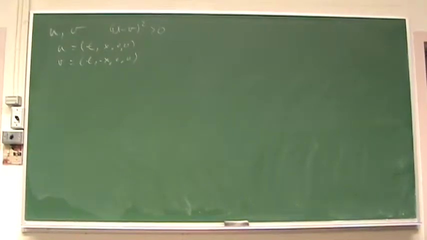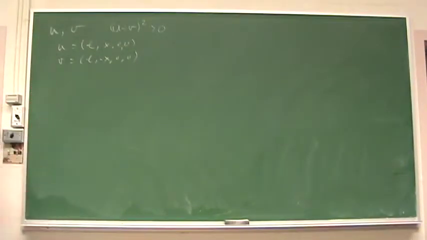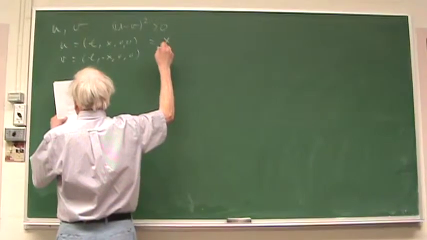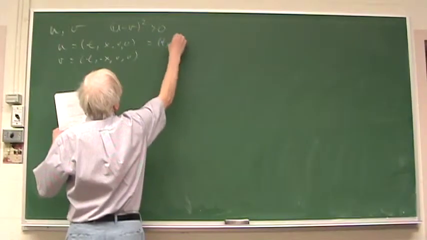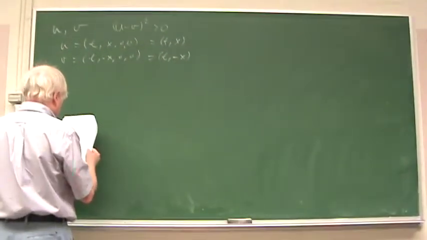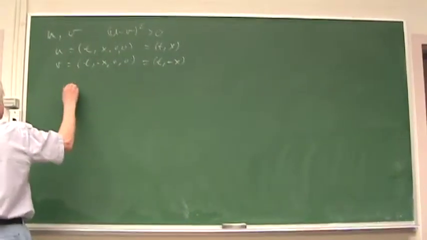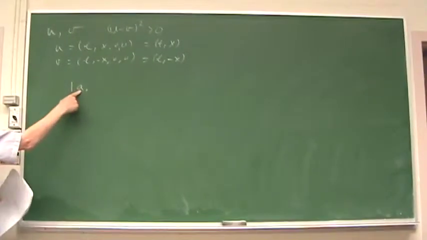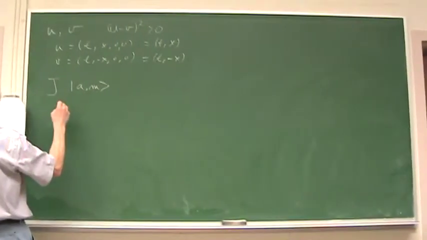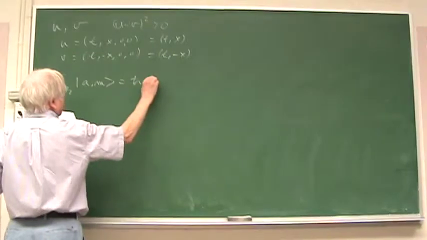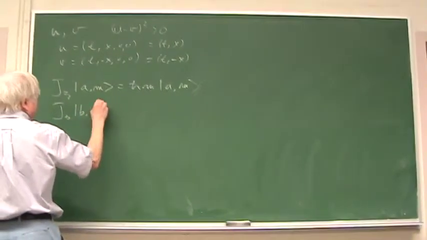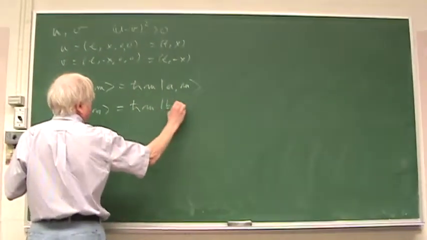So, equivalently, we can say we're just going to start out with considering those two points. I'm going to call this (T, X) and this thing (T, minus X). Okay. Now, suppose that A represents some quantum numbers that we're going to ignore, but M is the so-called magnetic quantum number. So we're going to have J3 on AM is h bar M AM, and J3 on, say, BM is h bar M BM.